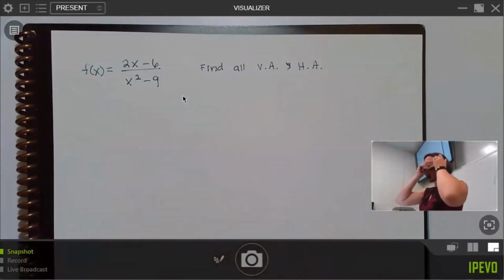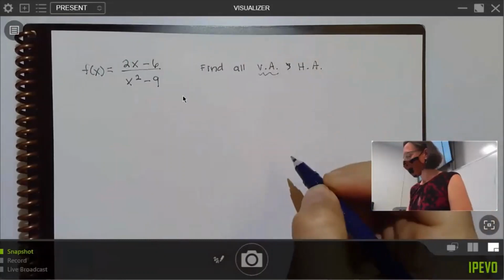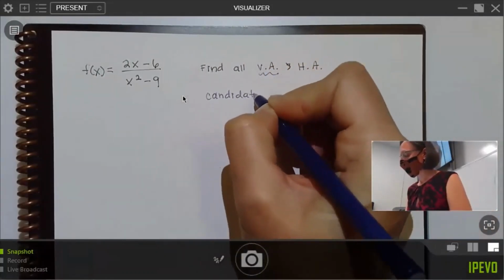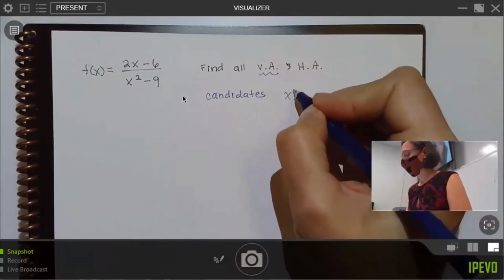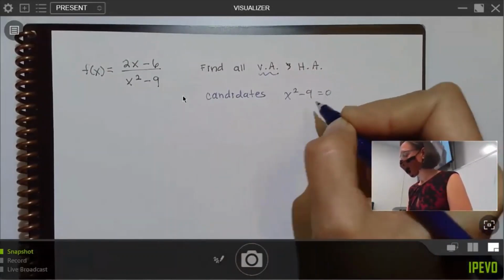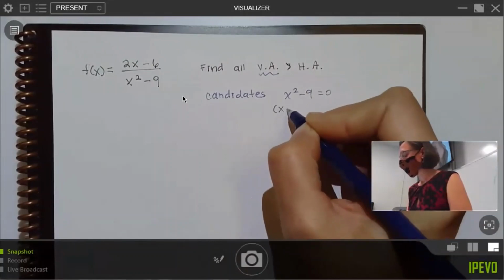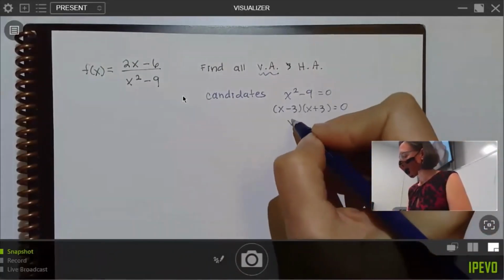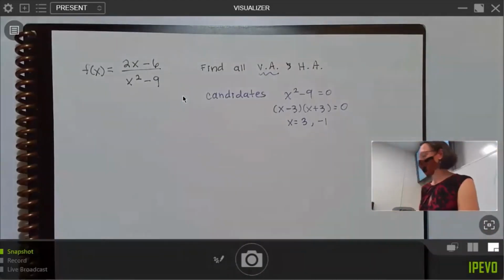If this was the question, then vertical asymptotes are easier to identify. So I'm going to start with that. Our candidates for vertical asymptotes happen whenever the bottom is equal to 0. So if I set the denominator equal to 0 and factor that, then +3 and -3 are our two candidates.